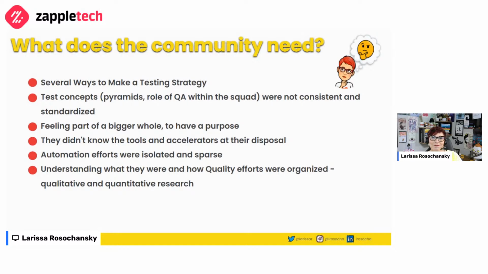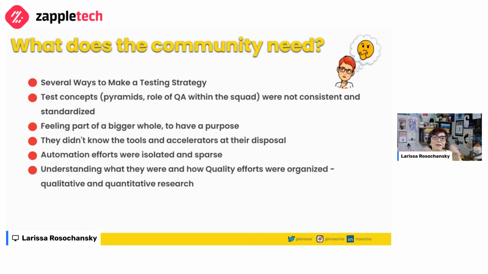This huge customer had several acceleration tools, such as test data management tools, automation frameworks, environments, and virtualization tools, and they didn't know the tools and accelerators at their disposal. Some tribes knew a little bit, others knew another part. One was using one framework, another was using a different framework. It was all sparse, all divided, all a little bit of fire everywhere.